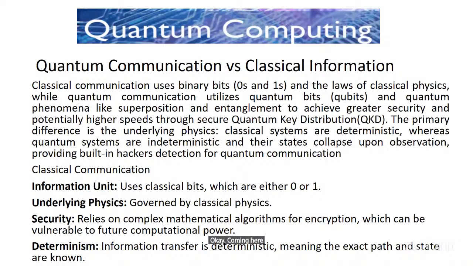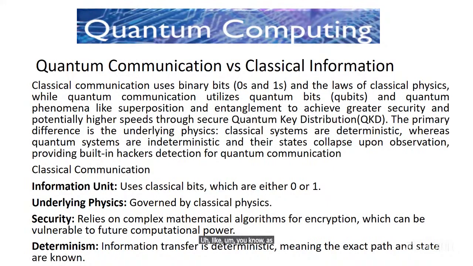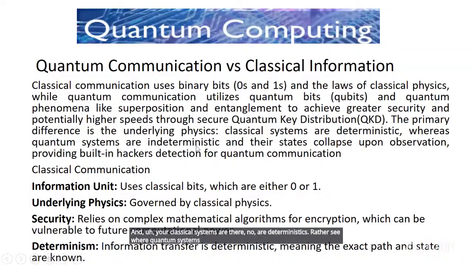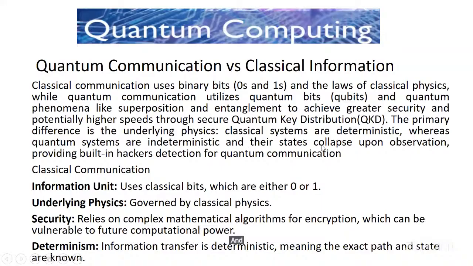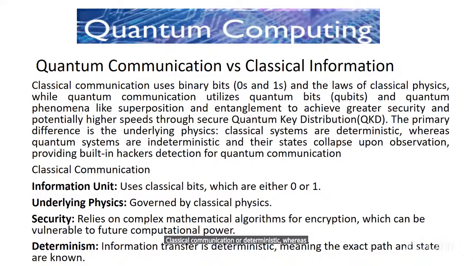Coming to classical communication, as we know, we are working with bits, and classical systems are deterministic, whereas quantum systems are indeterministic, and their state collapses upon observation, providing built-in hacker detection for quantum communication. So this is what you should try to remember. The main difference between classical communication and quantum communication is that classical communication is deterministic, whereas quantum communication is indeterministic.